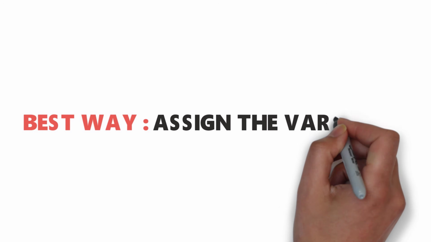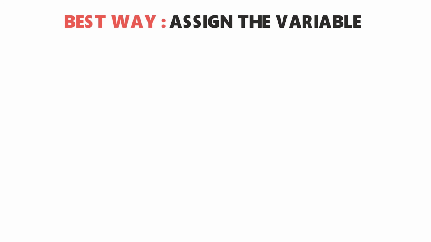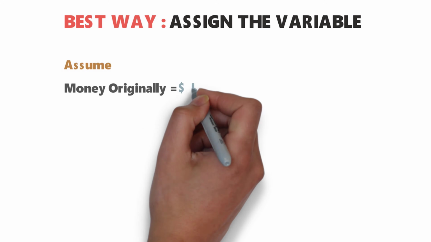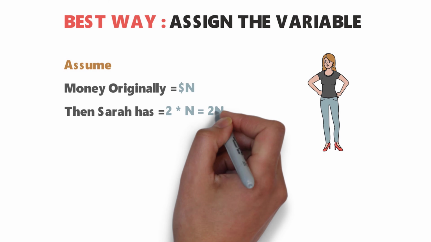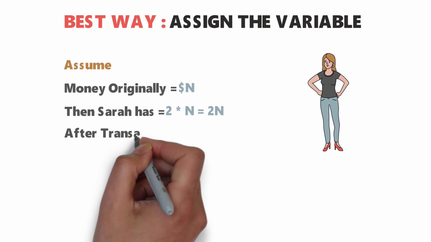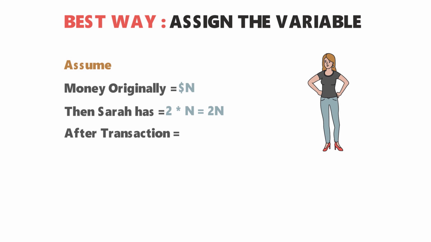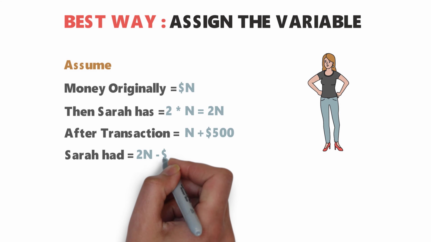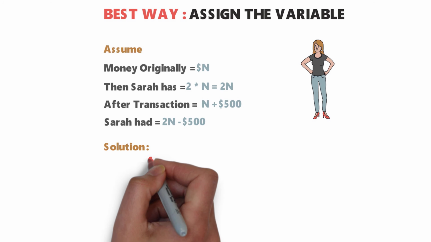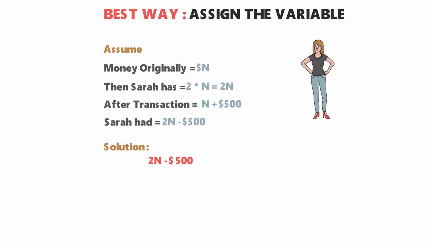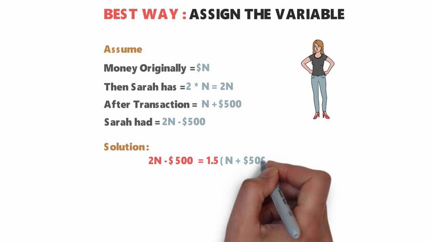The best way to solve this challenge is to assign a variable to what Nicole had originally. If we assume that Nicole had originally N dollars, then Sarah will have twice as much, meaning 2 multiplied by N, or 2N. That means that after the transaction, when Nicole received additional money from Sarah, Nicole had N plus $500, and Sarah had 2N minus $500. Based on this information, we can build an expression. 2N minus $500 equals 1.5 multiplied in parentheses by N plus $500.